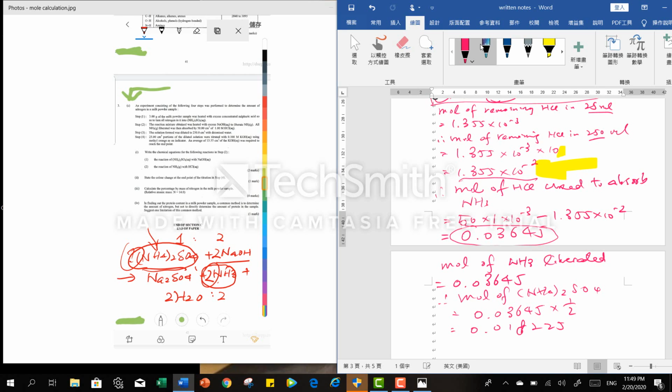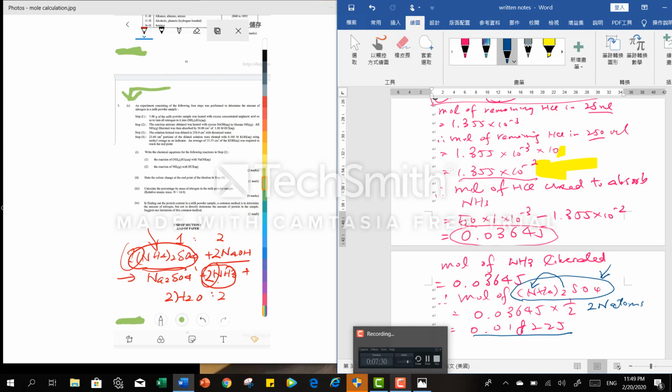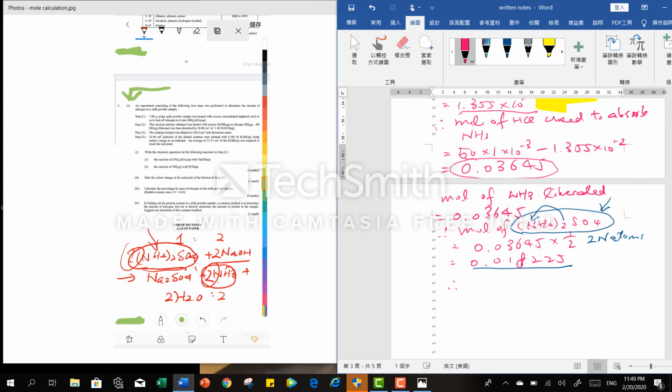Now, I want you to look at this compound. For every one of this compound, how many nitrogen atoms do you have? 2 nitrogen atoms, right? So if you have this amount, what is the number of moles of the nitrogen atom? It will be times 2, right? So let's just continue. Therefore, the mole of N atoms will be 0.018225 times 2. It goes back to the original amount.